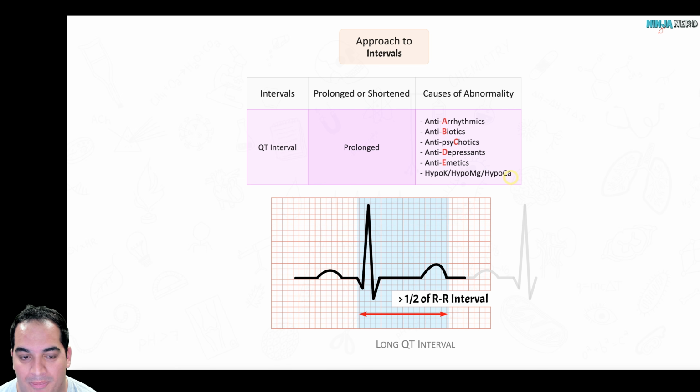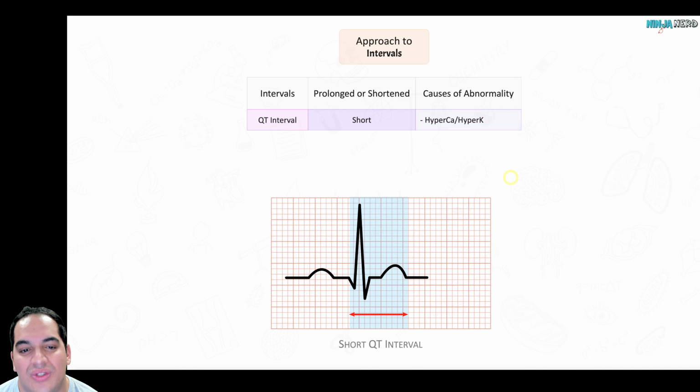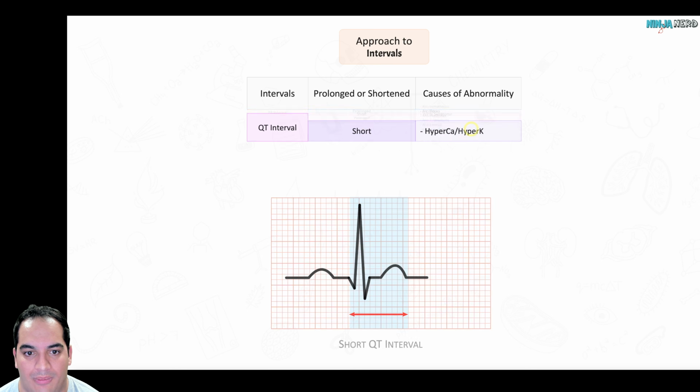That's important to remember. The short QT interval I wouldn't worry as much about, but do remember that if the QT interval is very, very short, like less than maybe 460 potentially, it does create a slightly increased risk for tachycardia, so you may see this with hypercalcemia and hyperkalemia. Not as high yield though.